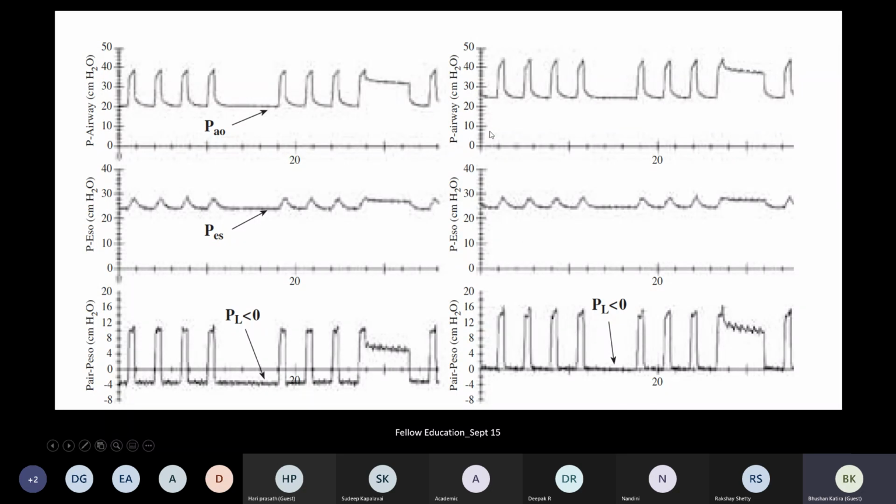Changing this PEEP from 20, titrating it upwards, maybe around 25, did not change the esophageal pressure too much, which means the airway contribution to esophageal pressure was not too much. Largely that esophageal pressure came from either profound lung weight, or more likely, it comes from the chest wall itself. So it did not change, and increasing the PEEP changed the transpulmonary pressure to slightly above 0, and maybe if you go even higher, it will be more than 0.